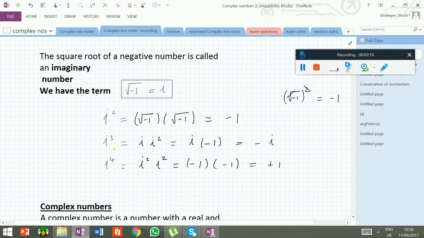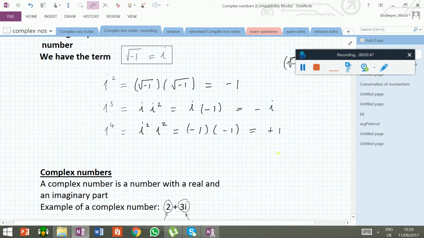i cubed then would be equal to i times i squared. We've already said that i squared is minus 1, so we put that in there. Minus 1 times i is minus i. i to the 4 then is i squared times i squared. We already know that i squared is minus 1, so it's multiplied by minus 1 again for the other i squared. Minus and minus gives me a plus 1. So i to the 4 is plus 1. And we'll deal with this a bit more later on.